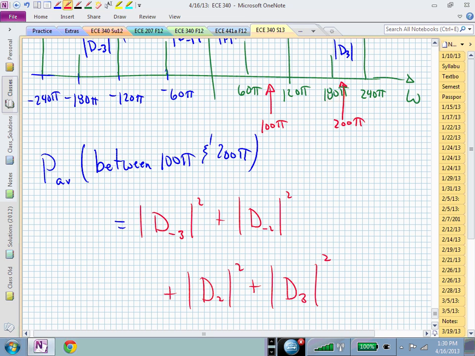And if we had a DC piece, we would need to include that, but we're not going to double it, are we? It's just going to appear once. Is everybody clear on that? Yes.